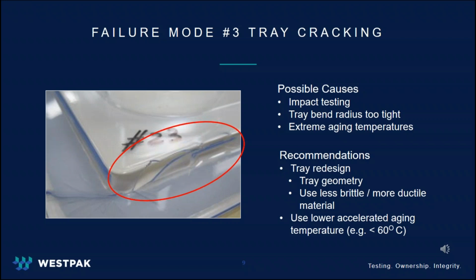It may cost a bit more upfront to have a proper tray design, but you will save money in the long run with fewer failures and redesigns. Also, make sure that the aging temperatures you're using are below the transition temperature of your product and packaging material. ASTM F1980, the accelerated aging standard, recommends using temperatures no greater than 60 degrees C. We suggest not exceeding 60 degrees C unless higher temperatures have been evaluated and approved through testing.